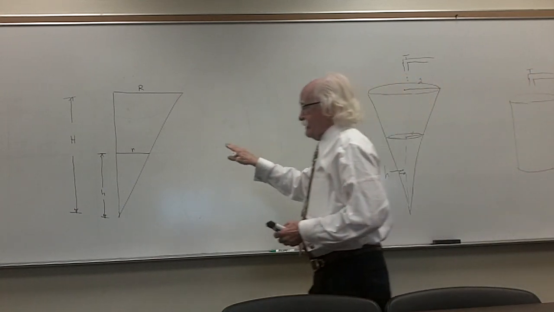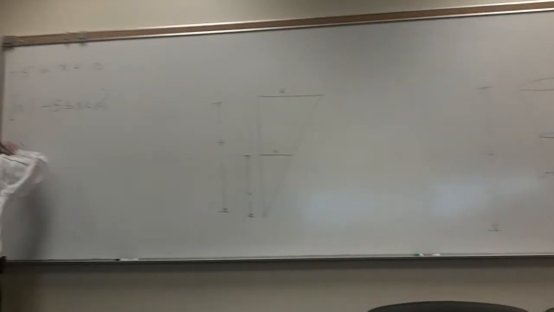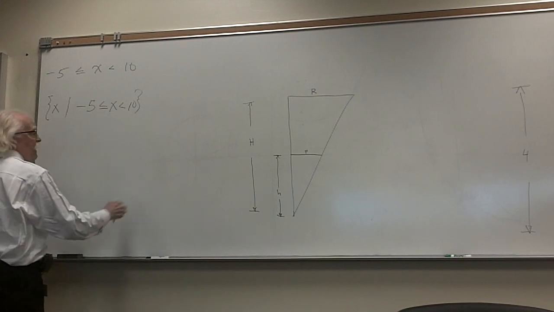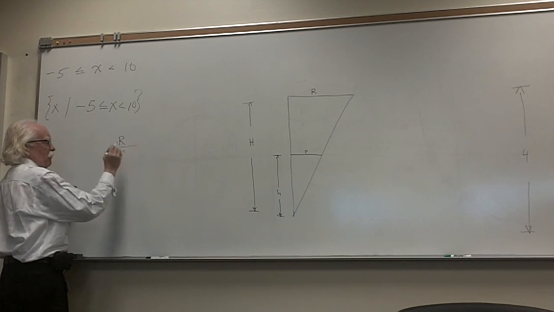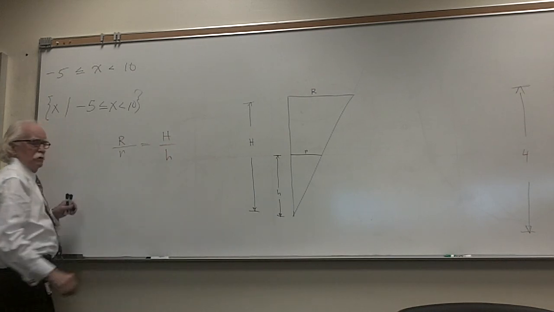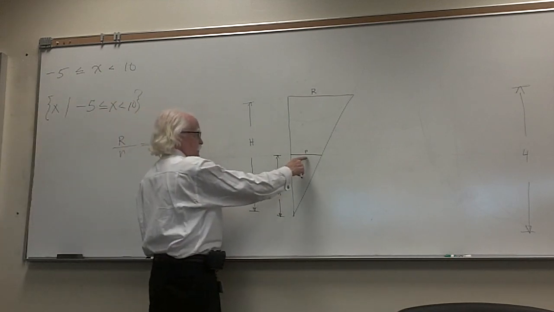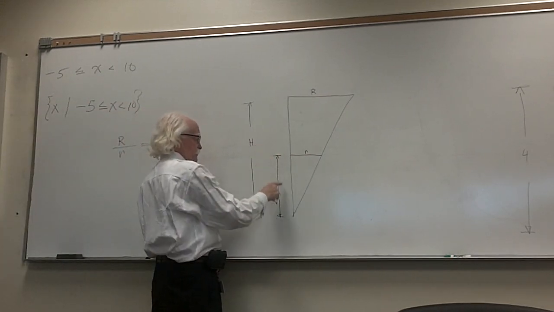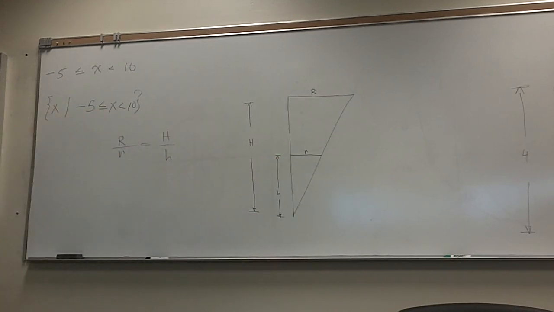So when you see this, it doesn't really matter how you go about doing it. You can do it several ways. And that is, you could say capital R is to little r as capital H is to what? Little h. It doesn't matter how you do that. You could say what? Little r is to big H as little h is to big R. It doesn't matter as long as you do it consistently and in the same format. Does everybody see what we did there?